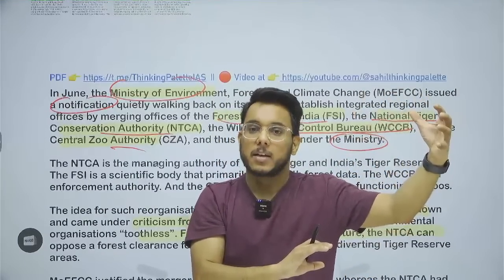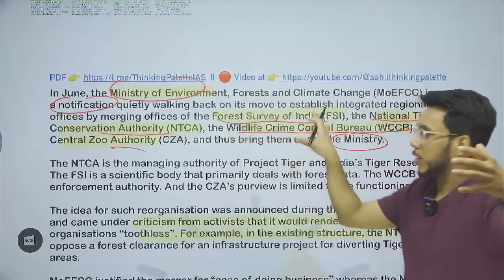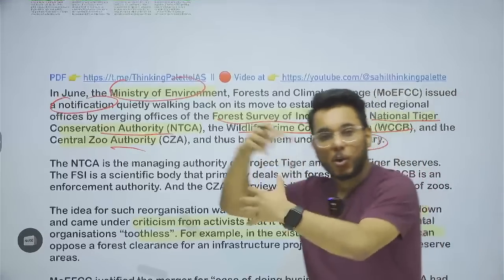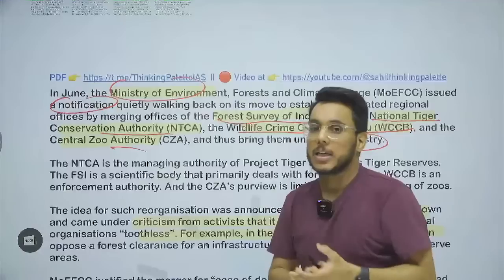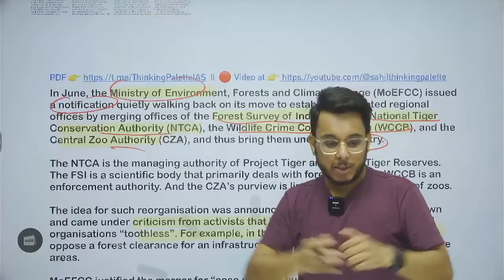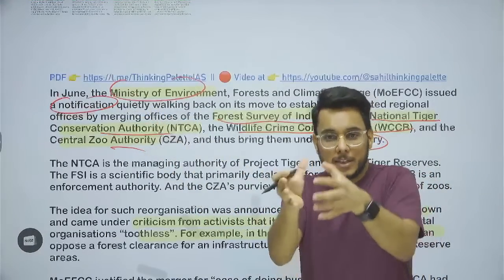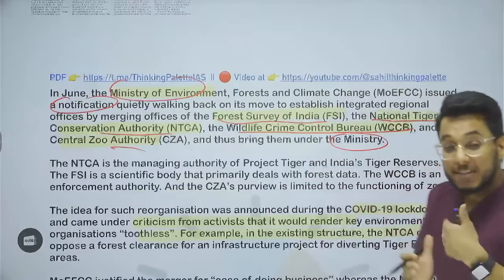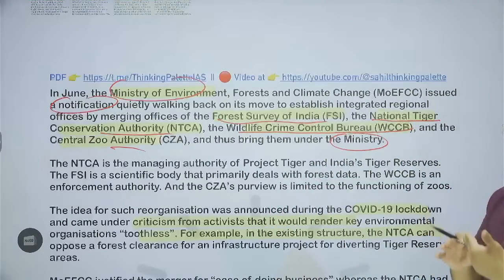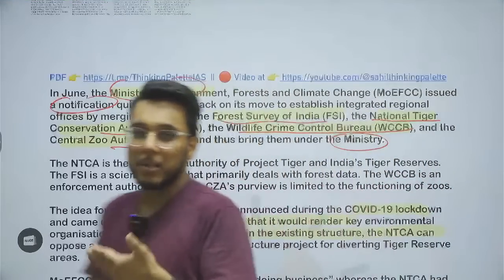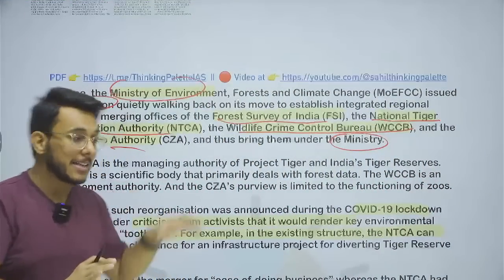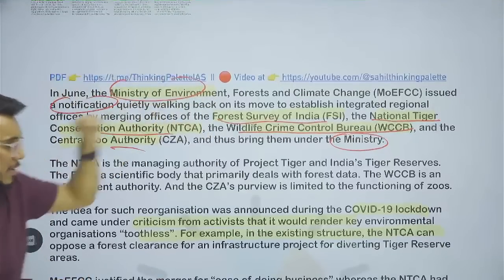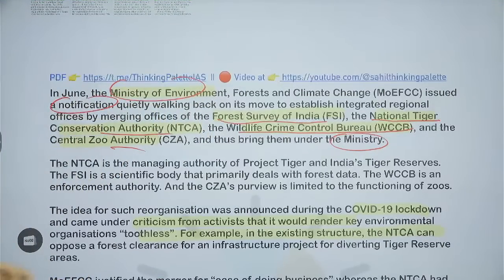So often, sometimes the National Tiger Conservation Authority, sometimes the Forest Survey of India, sometimes the Wildlife Crime Control Bureau, they were opposing the clearances given by the Environment Ministry. So they found this a problem, and therefore they wanted to merge them. They wanted to bring them under a single department under the Ministry of Environment, so that approvals and clearances can be given very fast by the Ministry of Environment. And they said that by this they would be able to give fast approvals and ease of doing business would be improved.